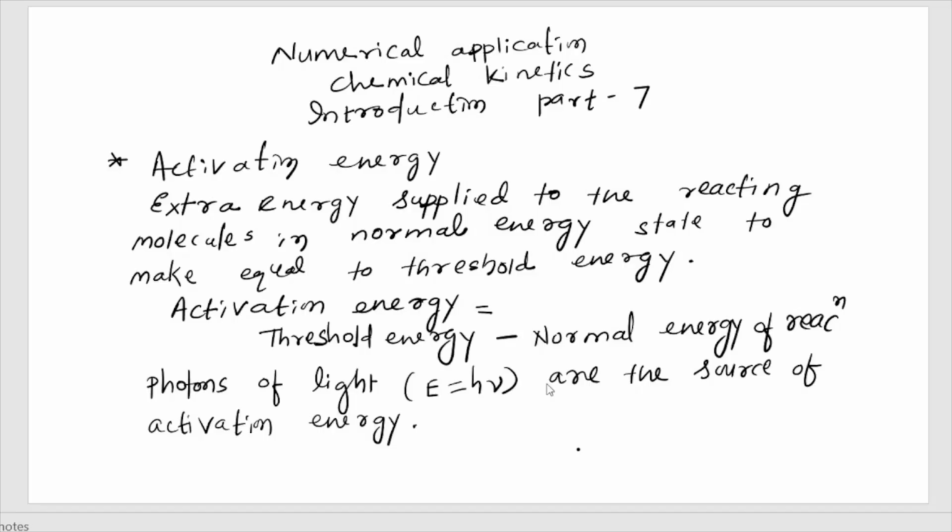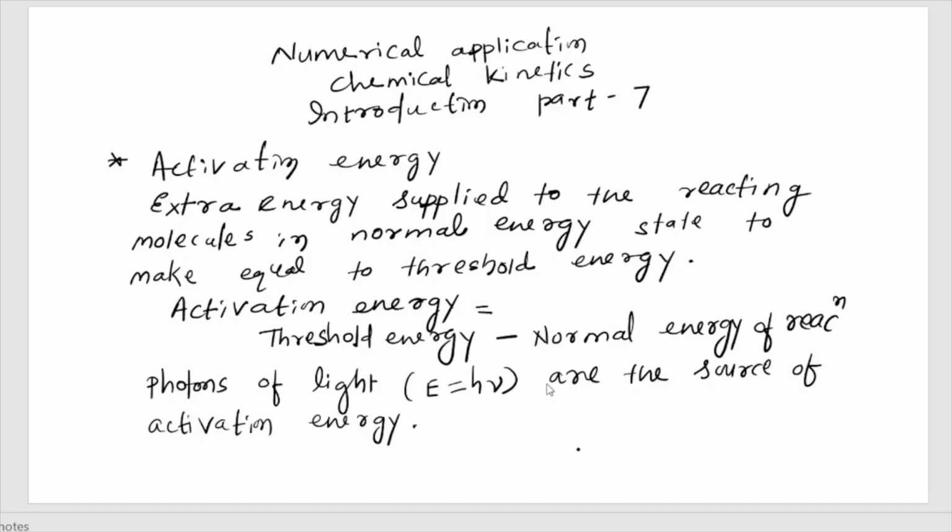Extra energy that is supplied to the reacting molecule in the normal energy state to make it equal to threshold energy. That means the energy which is required in the normal energy state to become equal to threshold energy. That means activation energy equals threshold energy minus normal energy. That is why it is written "to make equal to threshold energy."